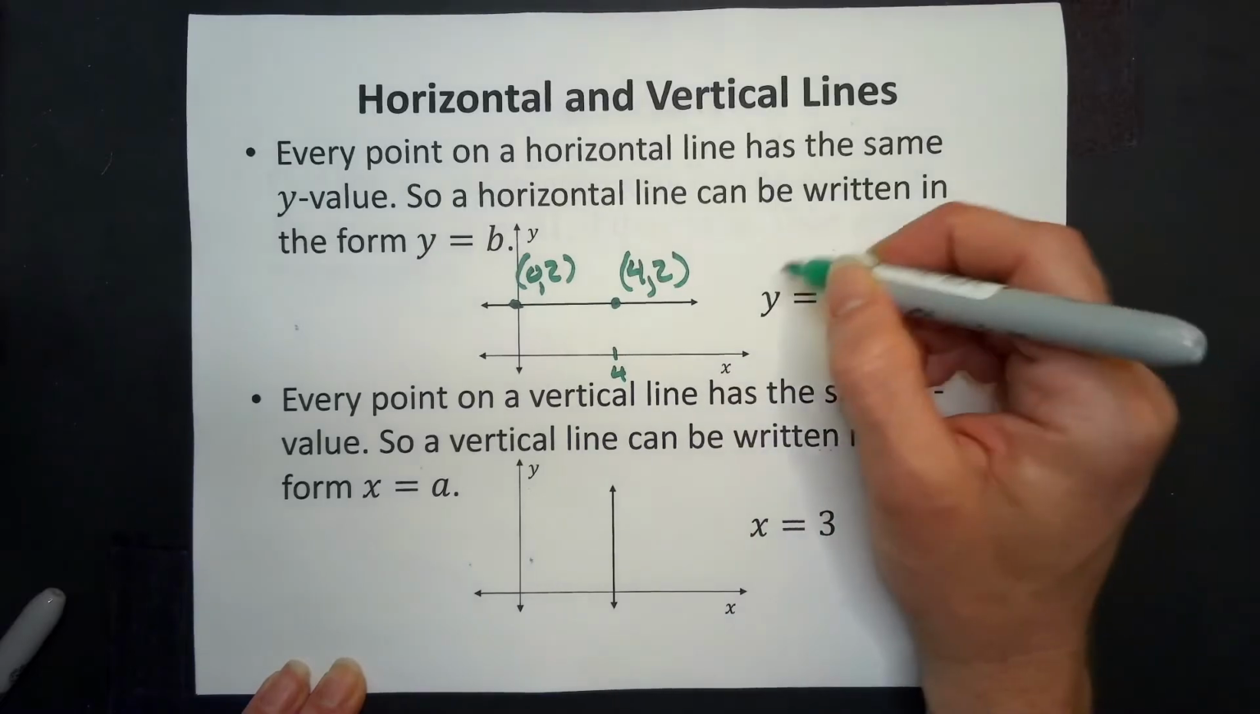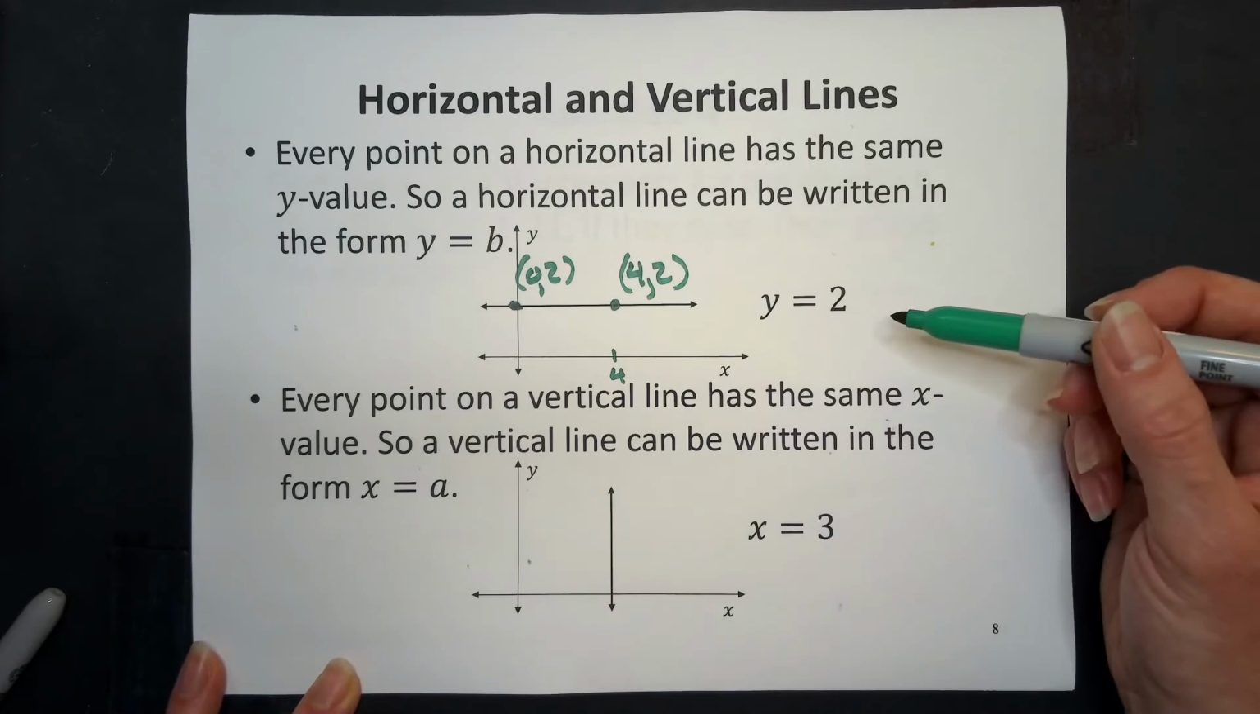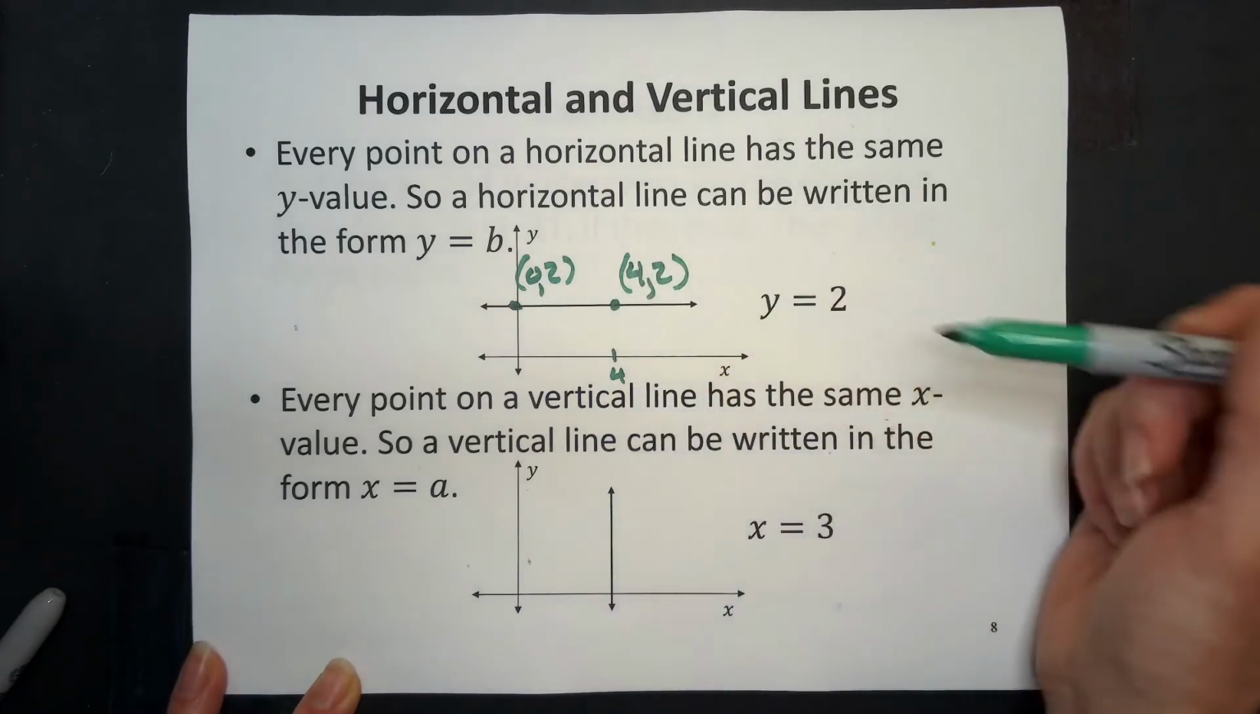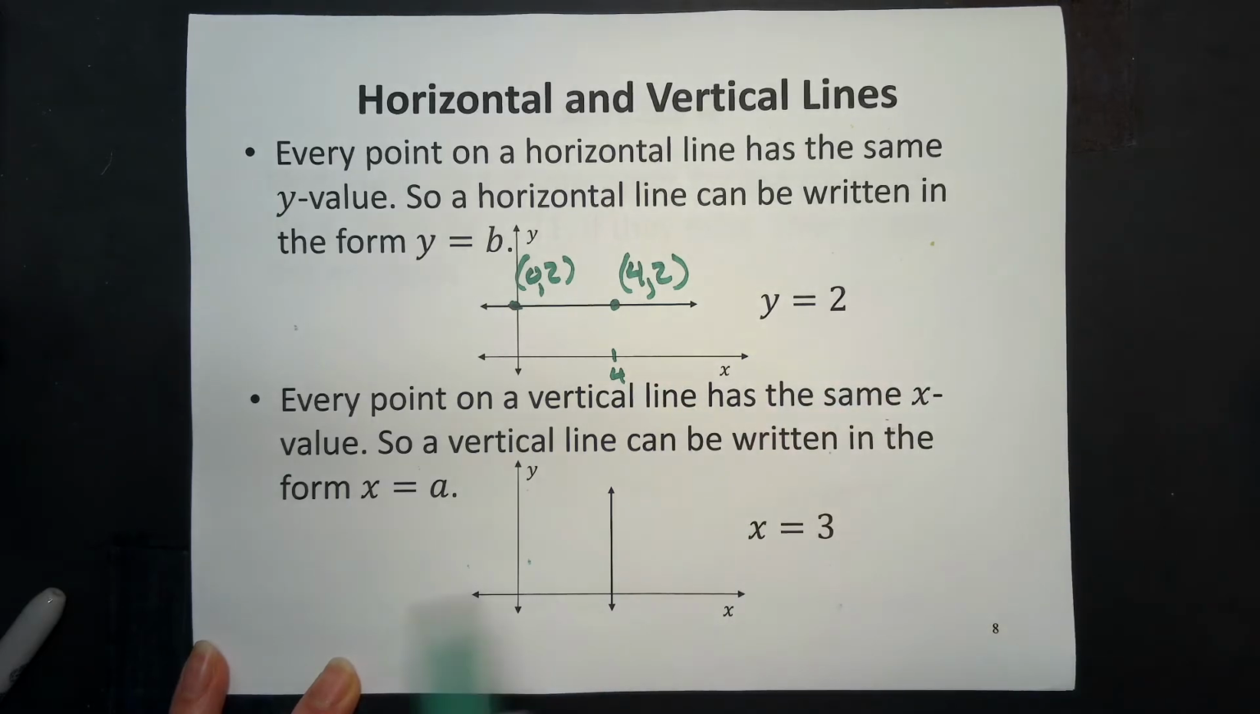Since the x isn't declared, we haven't put any restrictions on the x. The x can be anything it wants. It could be 0, it could be 4, it could be negative 17,000. As long as my y coordinate is 2, I'm going to be on this horizontal line.